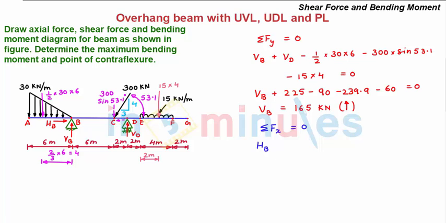So we have our first horizontal force, which is HB, and it is rightward, so positive. Then we have a horizontal component of this inclined force 300 kN, whose magnitude will be 300 cos 53.1, and it is leftward. So we have minus 300 into cos 53.1, and summation of all this horizontal force is equal to 0. So we get the value of HB as 180 kN, which is positive. Hence, our support reaction HB is rightward.